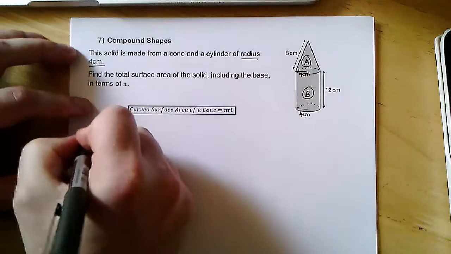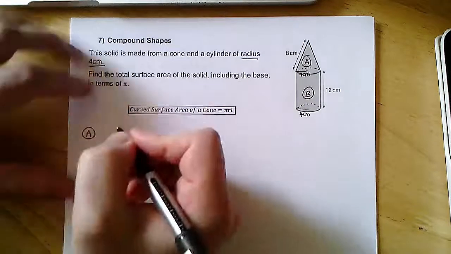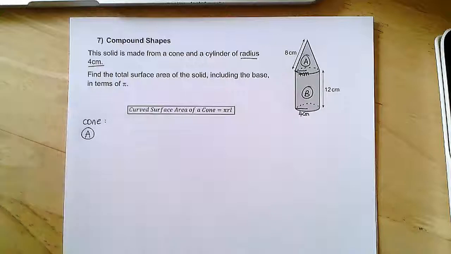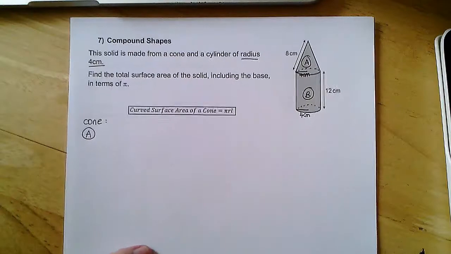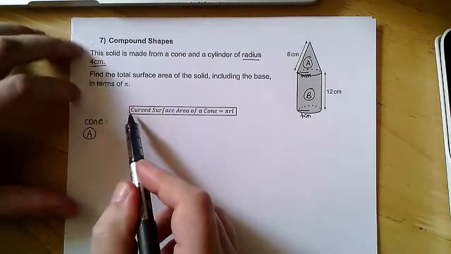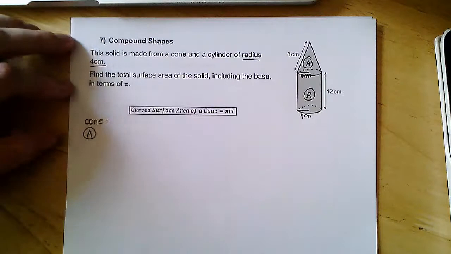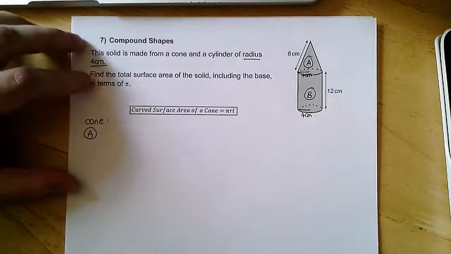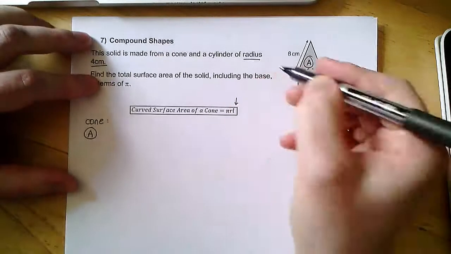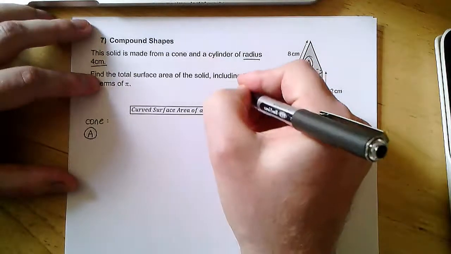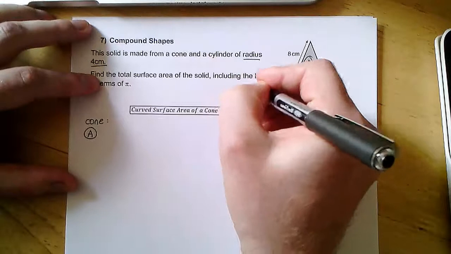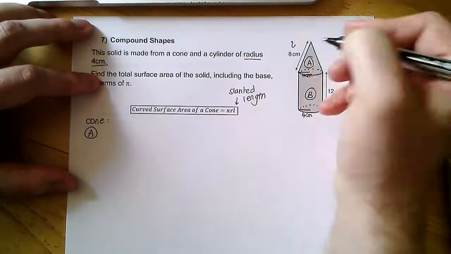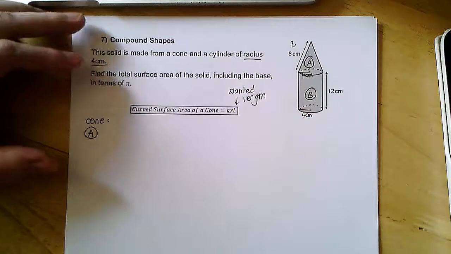Okay, so let's look at the cone. So we're asked for the surface area. Now I've told you the curved surface area of a cone is pi r L. Now L is the slanted length. In other words, that length there.